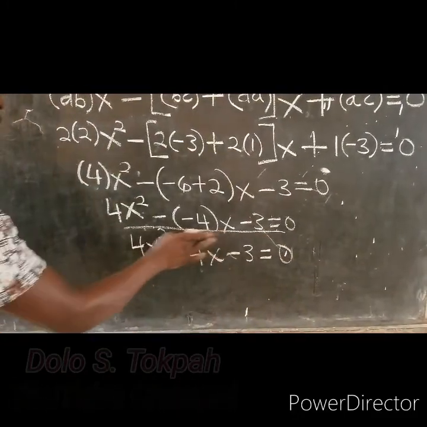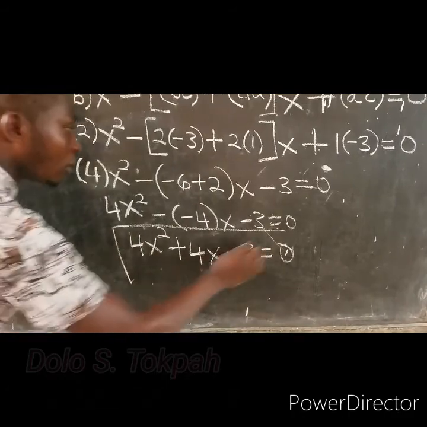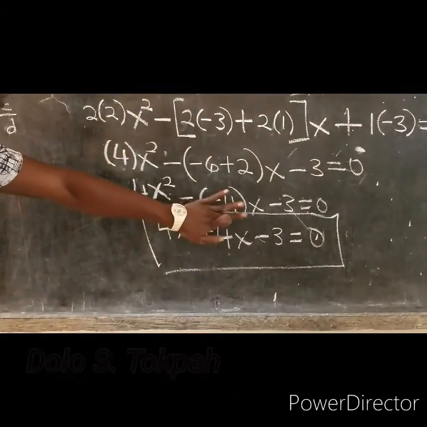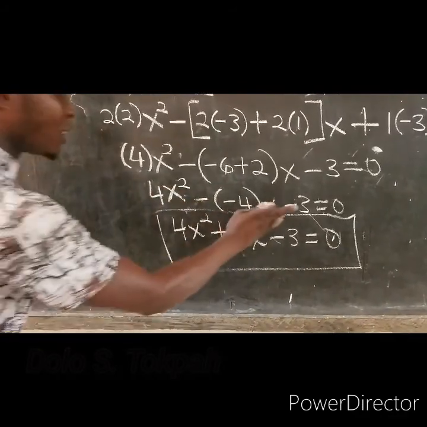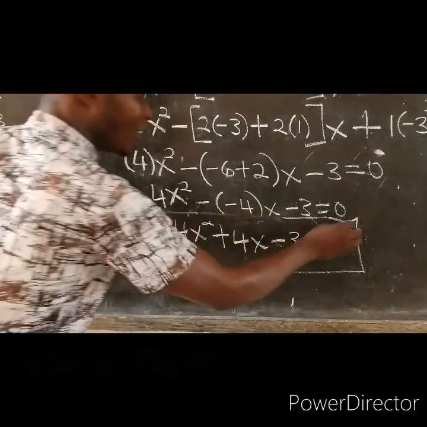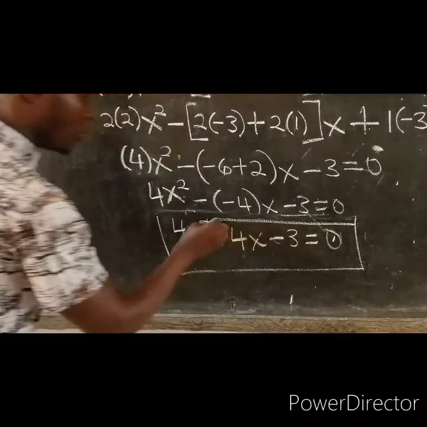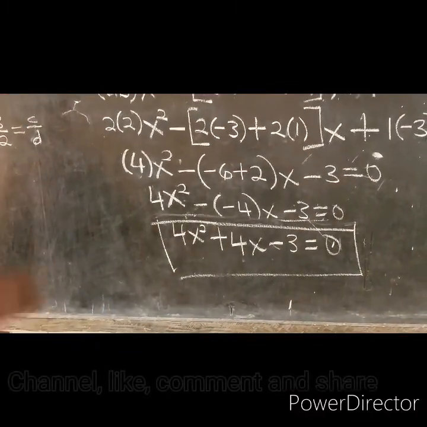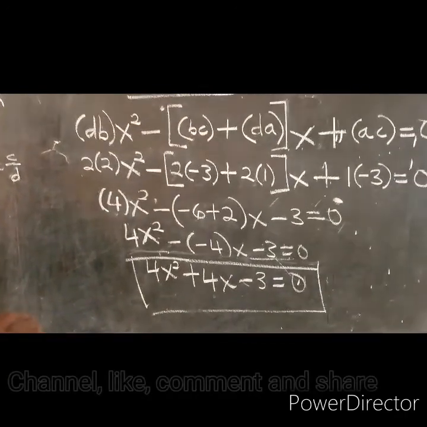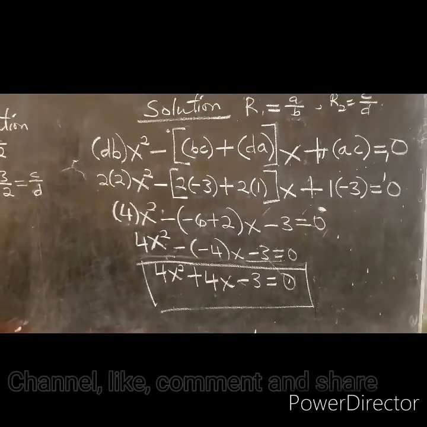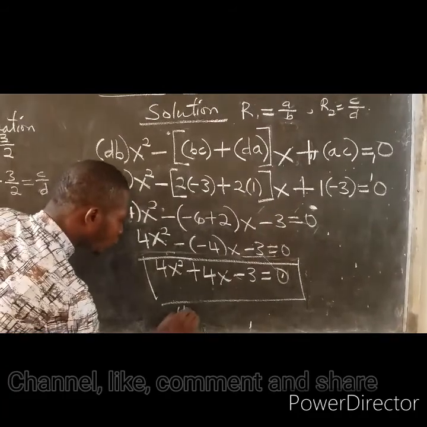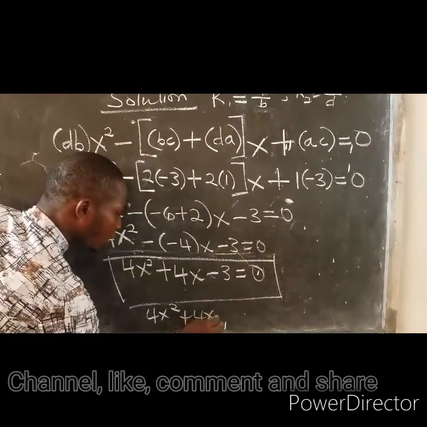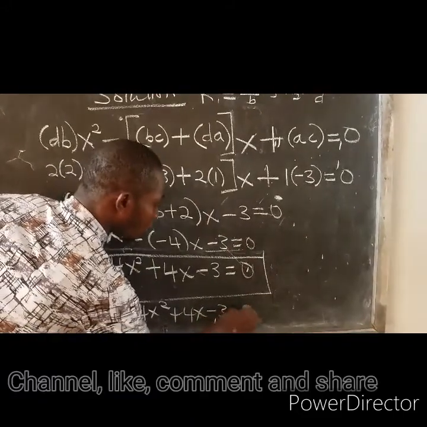This is the Dolos equation result. This is our result. So our final result is, alright, this is our equation: 4x squared plus 4x minus 3 equals 0.